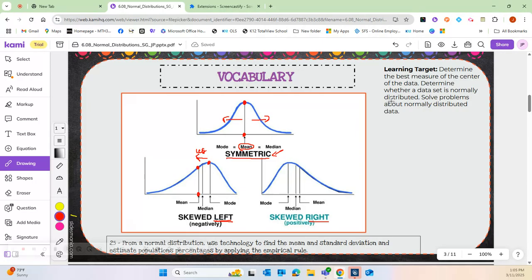In the next example, the mean is here, and if we think about where the mean is supposed to be on that mountaintop, your mean is to the right. So that would be skewed right. The mean is usually on top of the mountaintop. So if the mean is to the left of the mountaintop, the data is considered skewed left. If the mean is to the right of the mountaintop, the data is known to be skewed right.